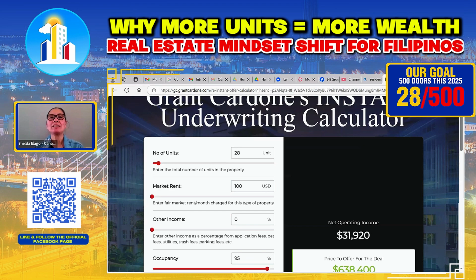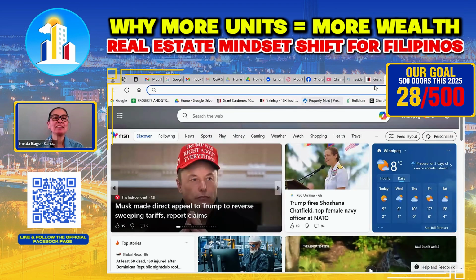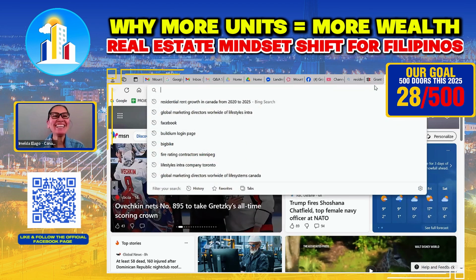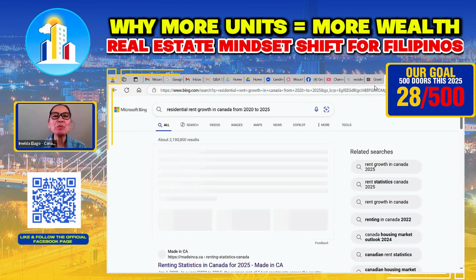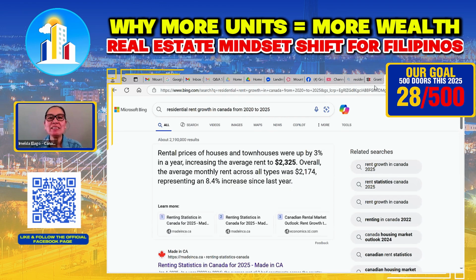Nasaan ba siya? Kita nyo to? Si Elon Musk. Okay. Residential rent growth in Canada from 2020 to 2025. Look at this. So hindi siya dito lang sa Winnipeg. This is all over Canada. So rental prices of houses and townhouses were up by 3% in a year.